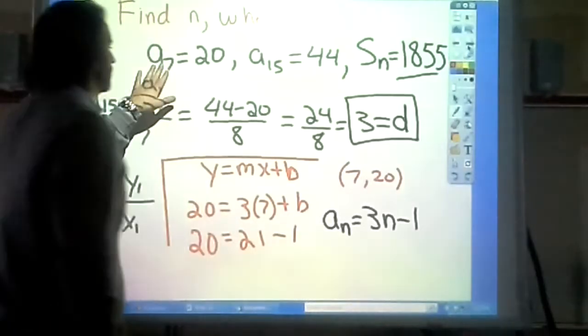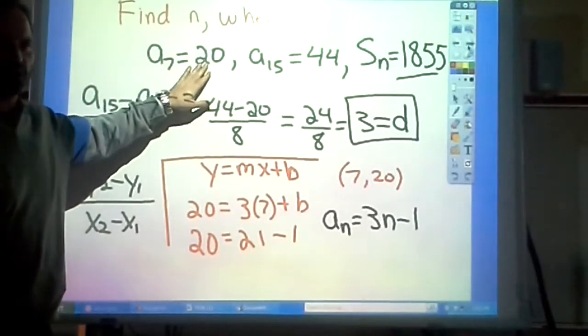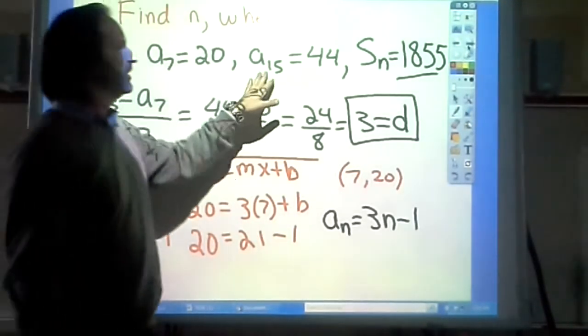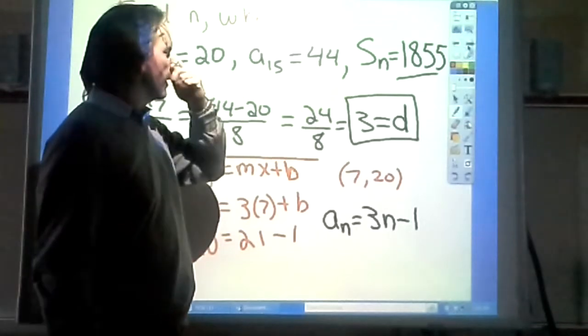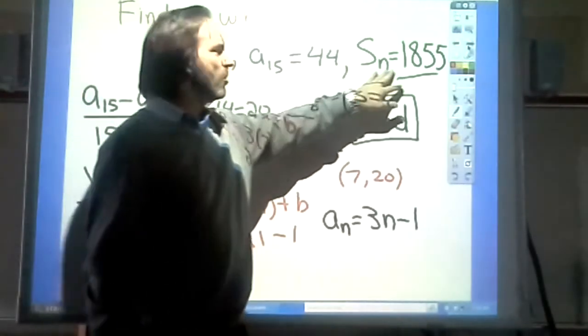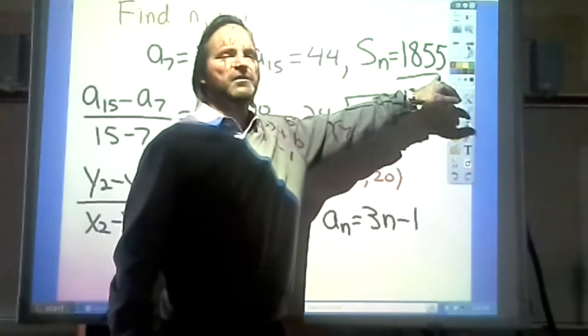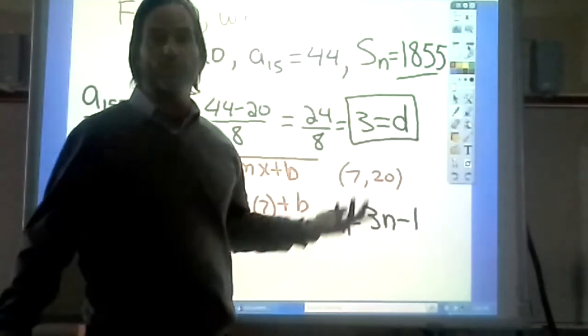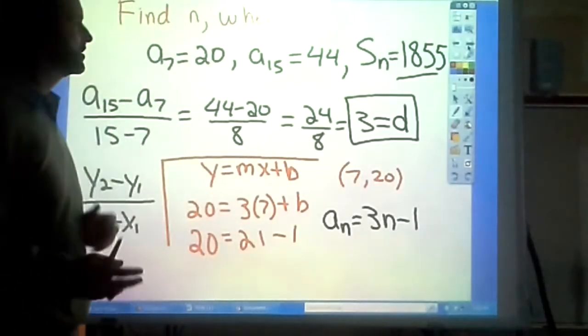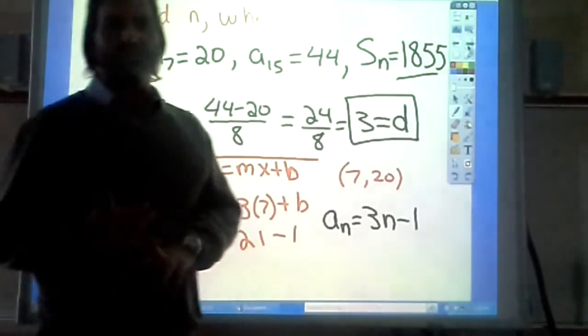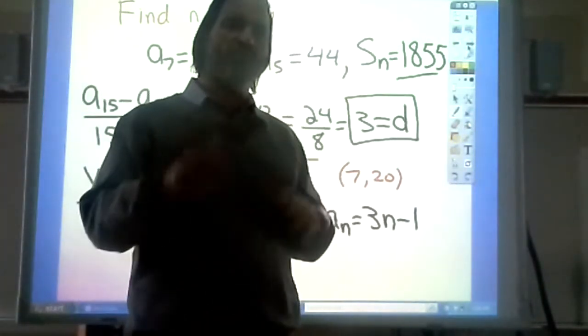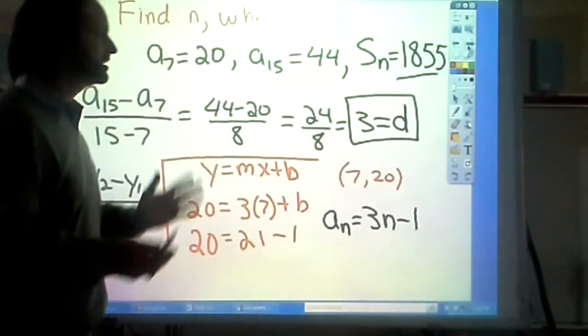We were given the 7th term of an arithmetic sequence was 20, and the 15th term is 44. Our sum of the first n terms is 1855, and we need to solve for what n is. Basically, we need to get the common difference, and then we can start making some equations. The first thing, common difference. Some of this is common sense.